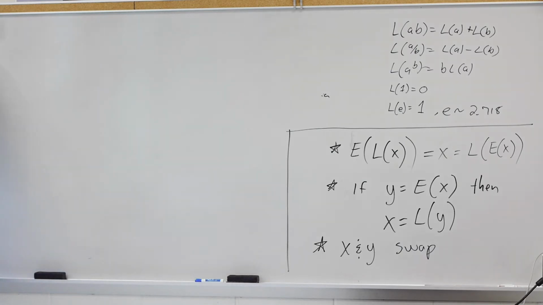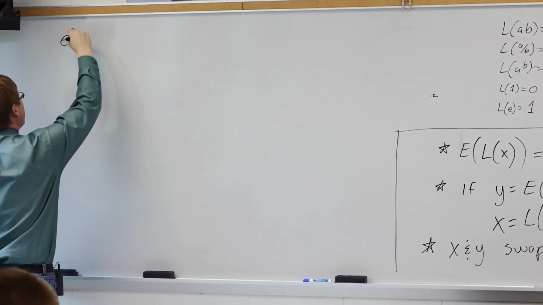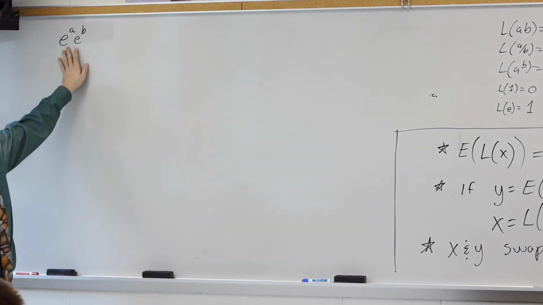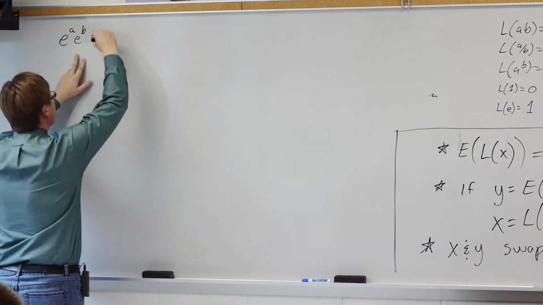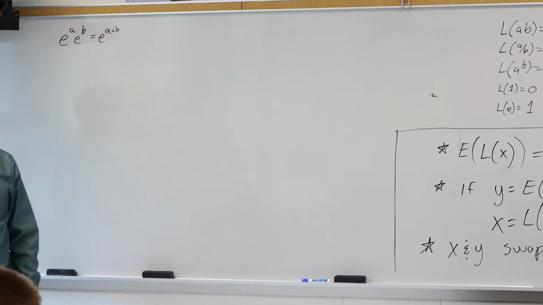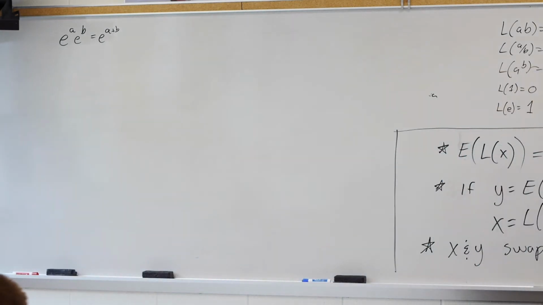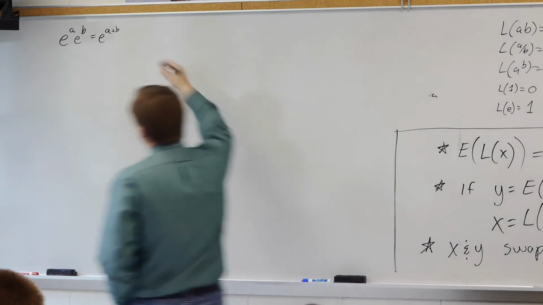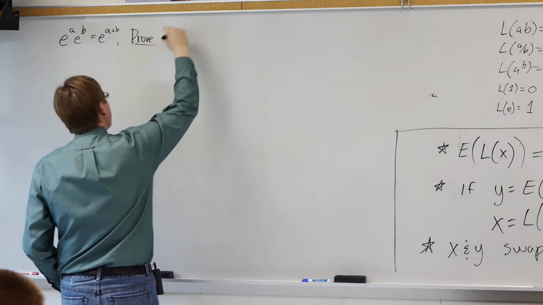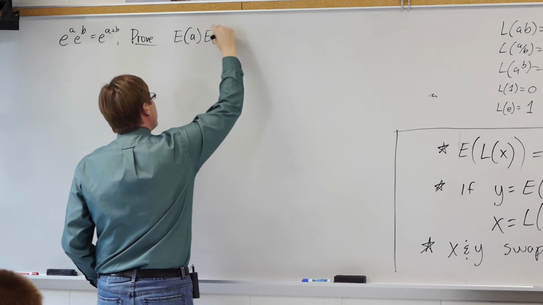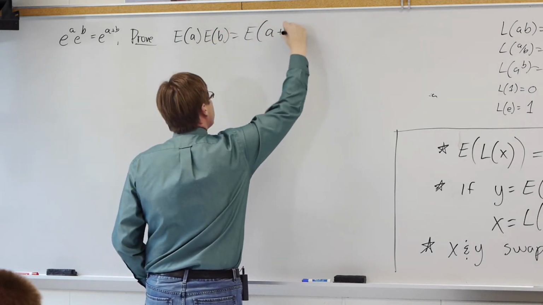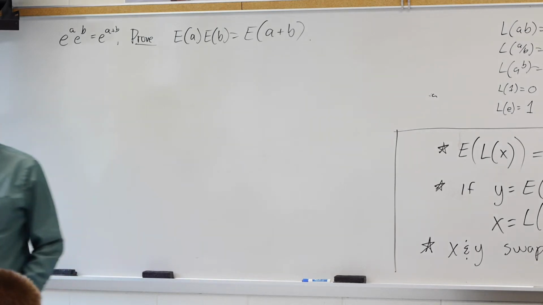So one of the properties of exponentials that I'd like to show is this. If I take e to the a times e to the b, then I get e to the a plus b. And that looks a whole lot like this first property. So I know this is true. I want to prove that that kind of property holds for capital E. Okay. So I know this is true, so I want to prove E of a times E of b is E of a plus b. That's my goal.